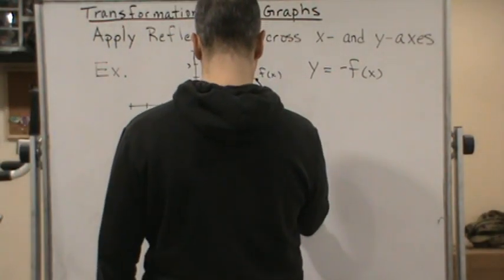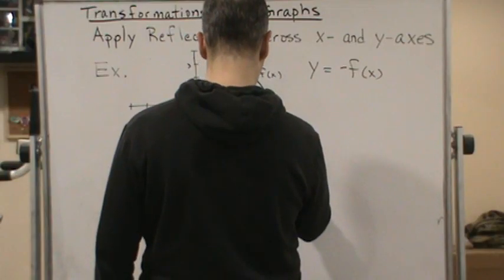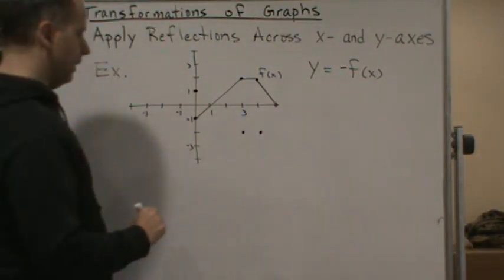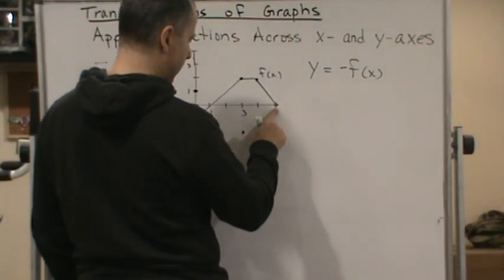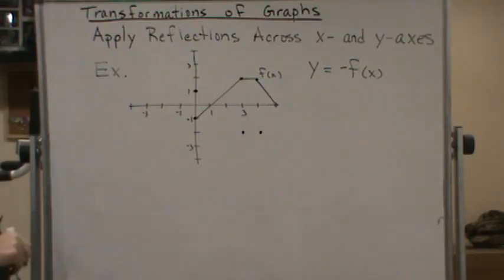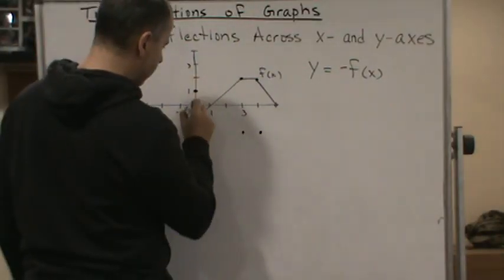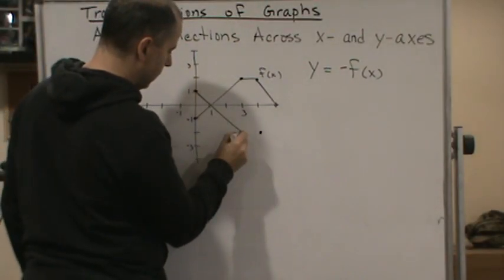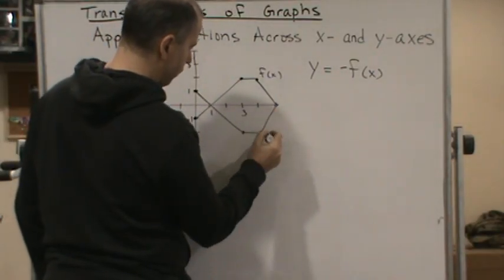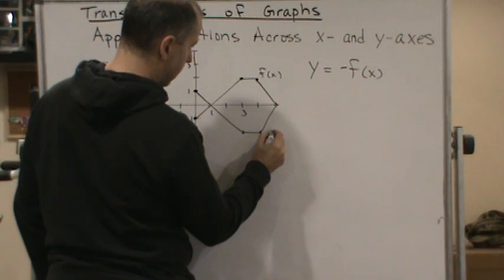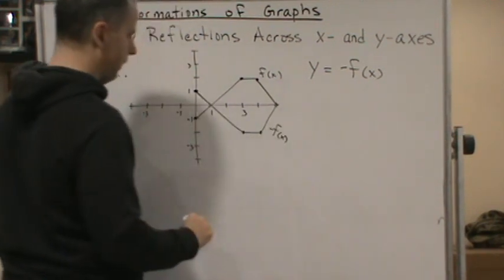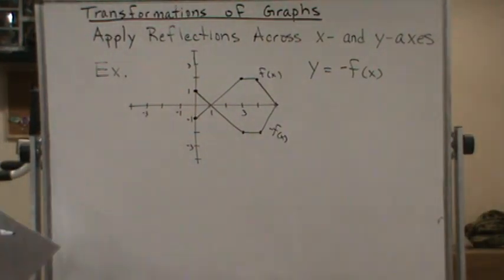So that's where these are going to go there. And this point is going to stay there because it's at 0. So the opposite of 0 is still 0. So what we'll end up with is something that looks like this. So this would be negative f of x. Okay?